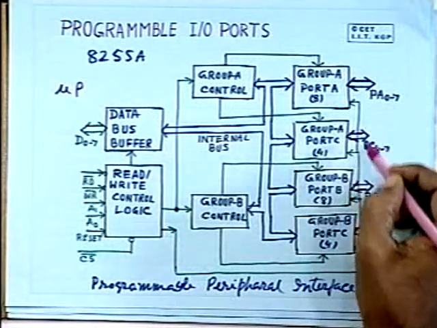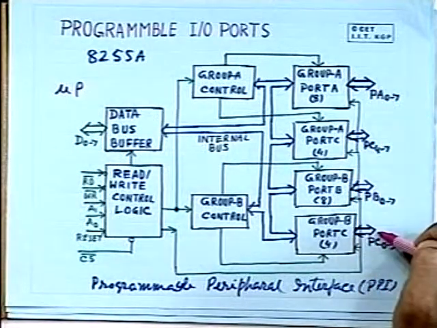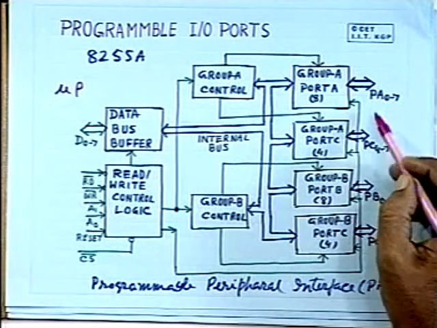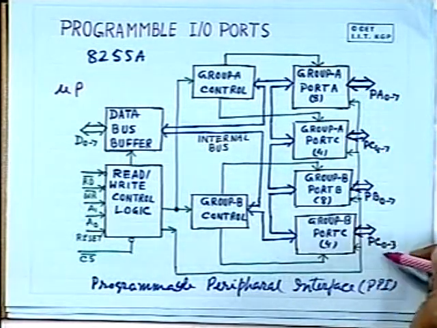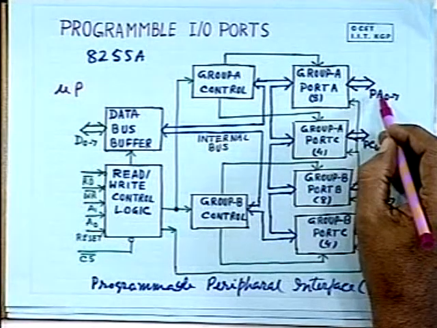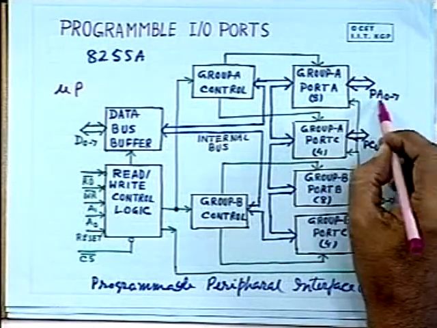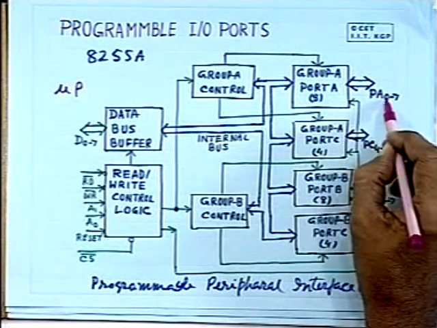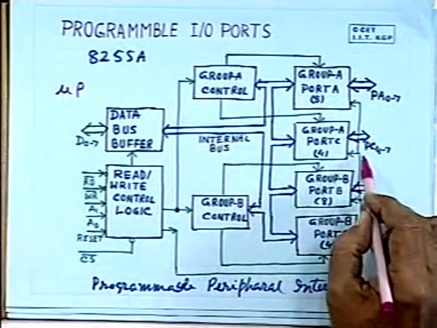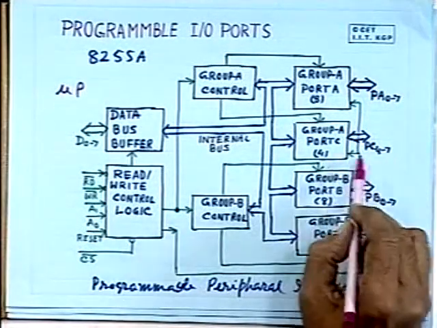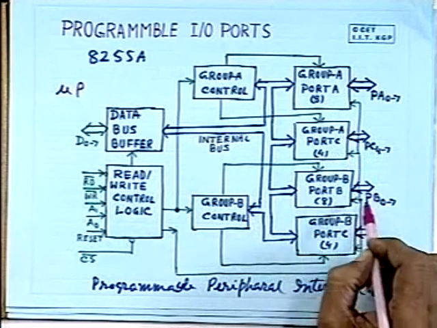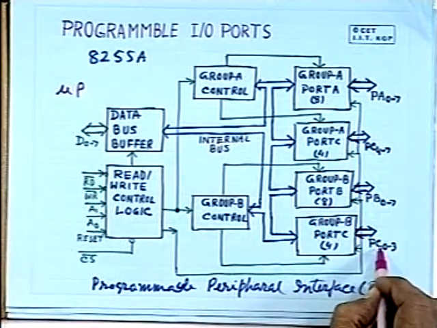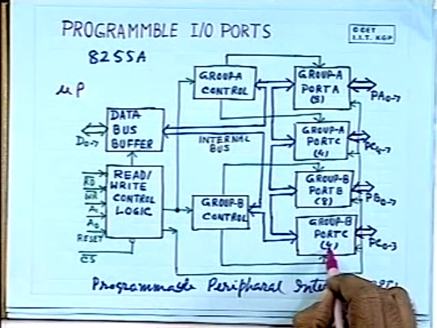Let us look at the peripheral side, or the I/O device side. As it appears, it has 4 I/O ports. PA0 to 7 is an 8-bit port; we can say this is port A. PC 4 to 7 is a 4-bit I/O port. Then PB, port B, is also an 8-bit I/O port, and port C, PC 0 to 3, is a 4-bit I/O port.